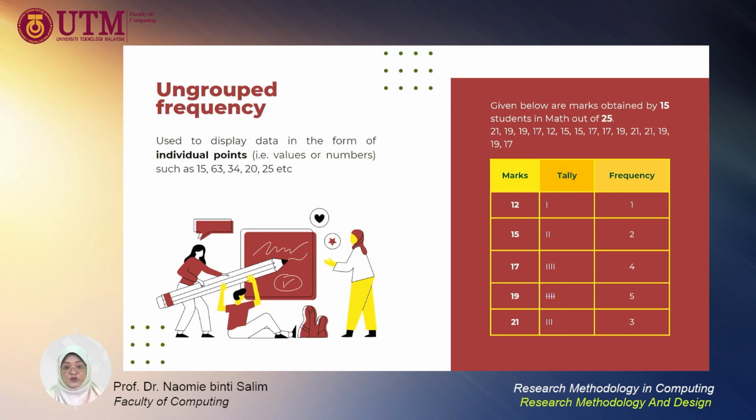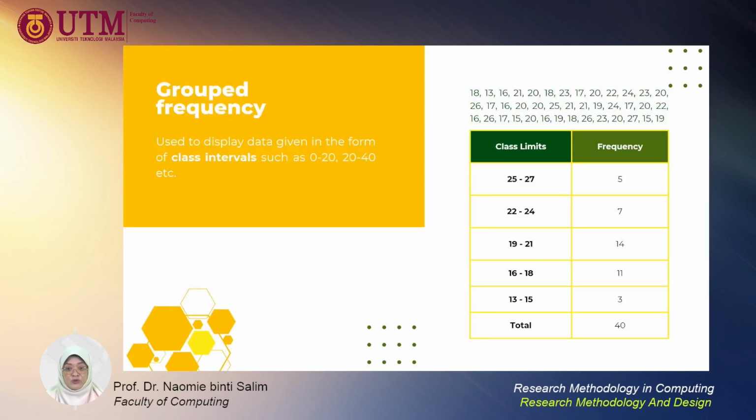When we use ungrouped frequency, basically we display data in the form of individual points, whether the individual points is in the form of values or numbers. So in the slide that I have shown, we can see that, for example, we try to study the marks obtained by 15 students, out of 25 full marks. So we count how many students have got 12 marks, how many students obtain 15 marks, and so on. This is ungrouped frequency.